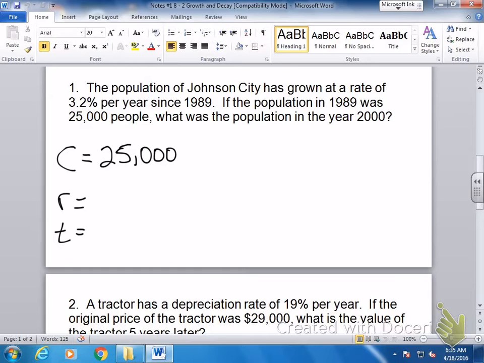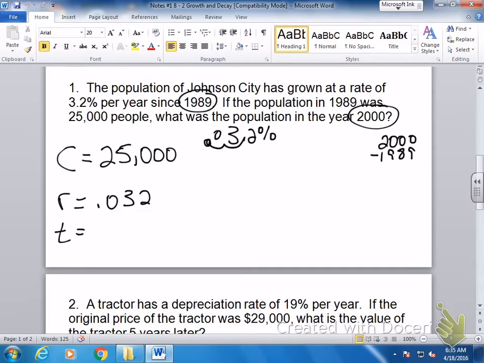We also need a rate and a time. Now, the rate is given by a percentage, 3.2. But we need it converted into a decimal. So remember, we move our decimal place back 2 spaces, and we get 0.032. That's probably going to be the most common mistake people make is they're going to plug in 3.2. You have to move the decimal back 2 spaces. And then time, this one can be kind of weird. We started in 1989, and they're asking us about 2000. So we need the number of years in between there. You could take 2000 and subtract 1989. You'd get 11. However, you can use common sense to find that, so T is 11.